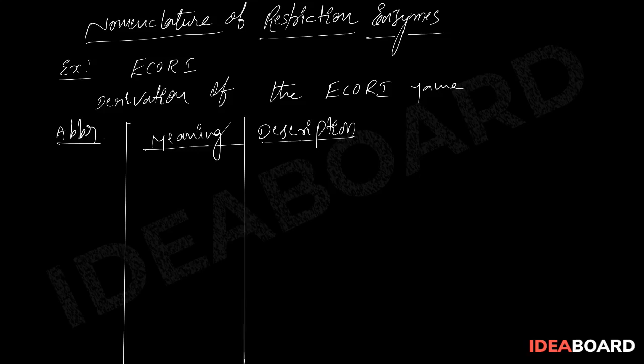Nomenclature of restriction enzymes. Each restriction enzyme is named after the bacterium from which it was isolated using a naming system based on bacterial genus, species and strain. So for example, you can take EcoRI, derivation of the EcoRI name.